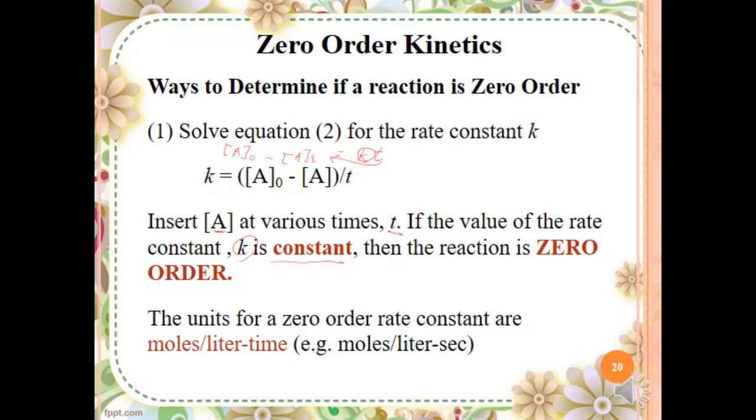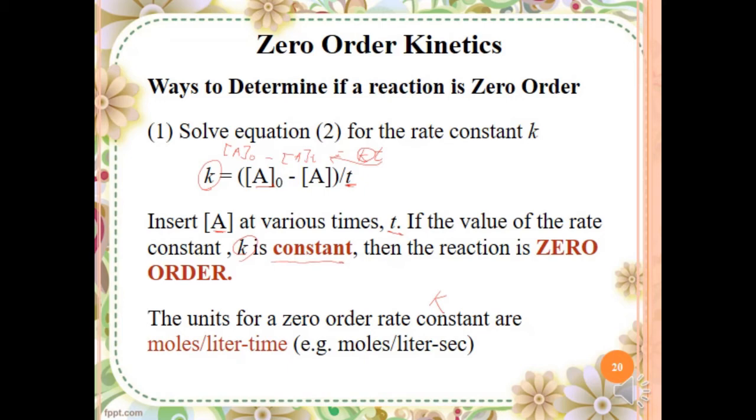Okay, 3 different sets of experiments, with different concentrations of reactant at different times. So we insert different time values and their respective concentrations of reactant. If we obtain a similar value of K, it proves that that particular reaction obeys zero order kinetics.